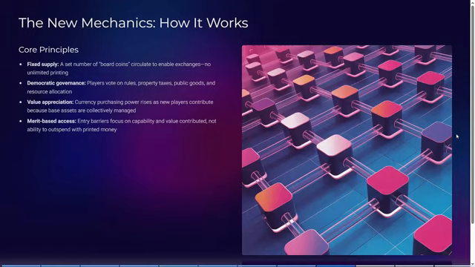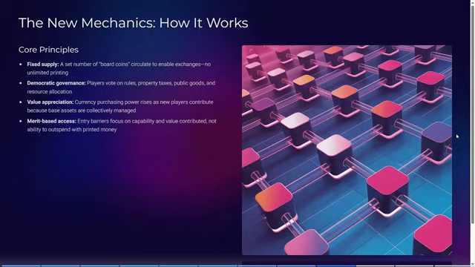And with the property taxes that come with that, the public goods and the resource allocation, the players truly have the control over this and not this central board that was already set into motion with the rules of the game whenever the players came into it. The players themselves decided that the old rules were no longer beneficial for them to play. They had to be changed so that everyone could actually have an enjoyable experience within this. You would have value appreciation. So that currency purchasing power rises as new players contribute because base assets are collectively managed.